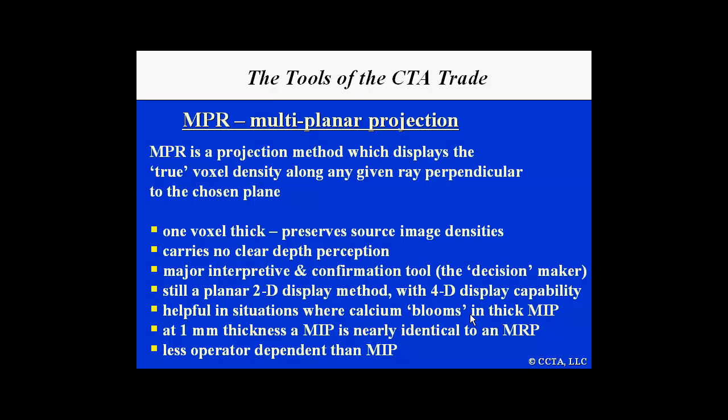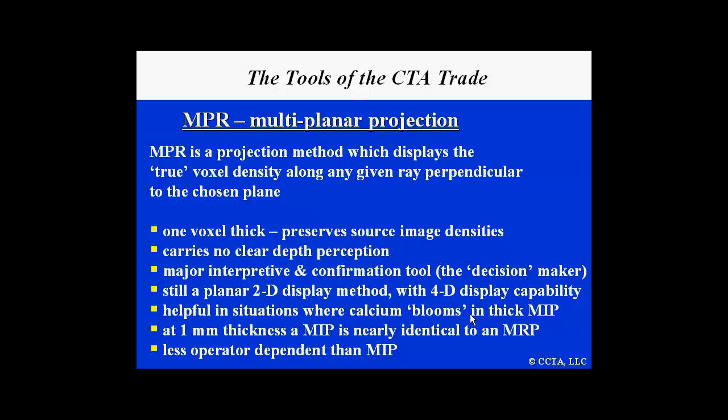In this case, it is 1 voxel thick. It preserves source image densities. It carries no depth perception, is still a major interpretive and what I consider confirmational tool. I use this as what I call the decision maker. It is still a planar 2D display method with 4D display capability.